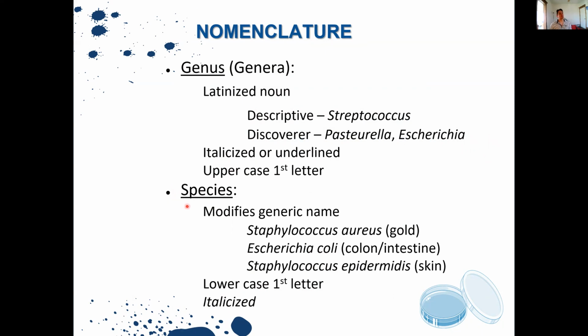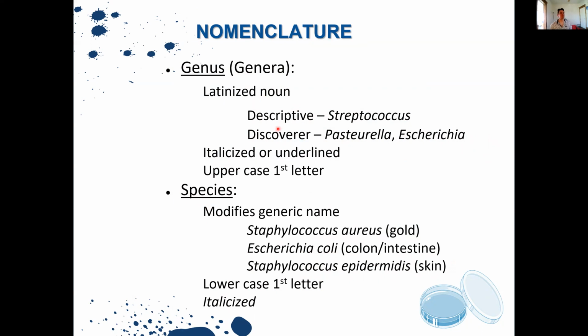Species names can be very descriptive. For example, if you look at Staphylococcus aureus, the aureus refers to gold, the color. And then coli, from Escherichia coli, refers to colon or intestine. And then Staphylococcus epidermidis, this epidermidis refers to the skin. So that is how these organisms are named.